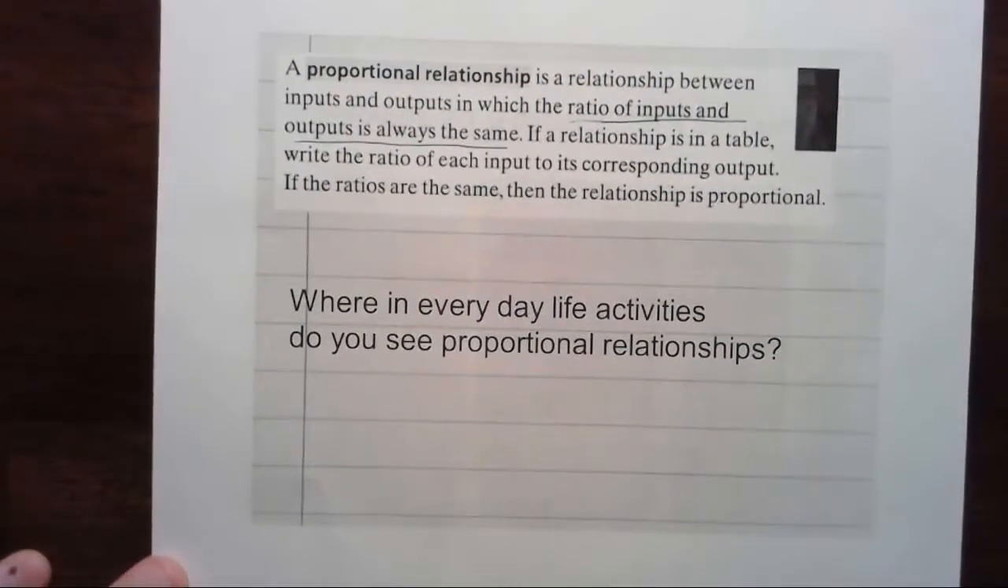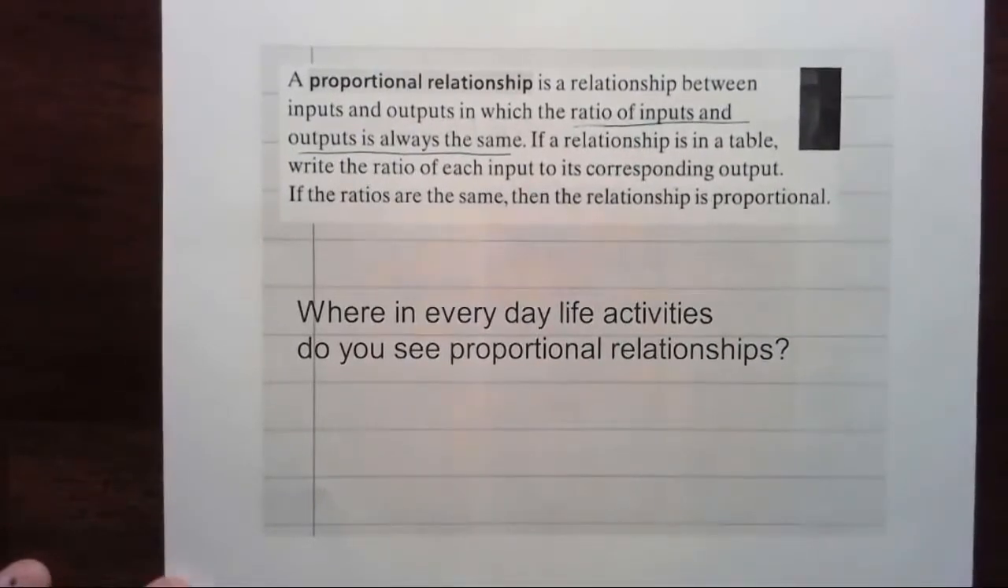If a relationship is in a table, write the ratio of each input to its corresponding output. If the ratios are all the same, then you can conclude that the relationship is proportional.